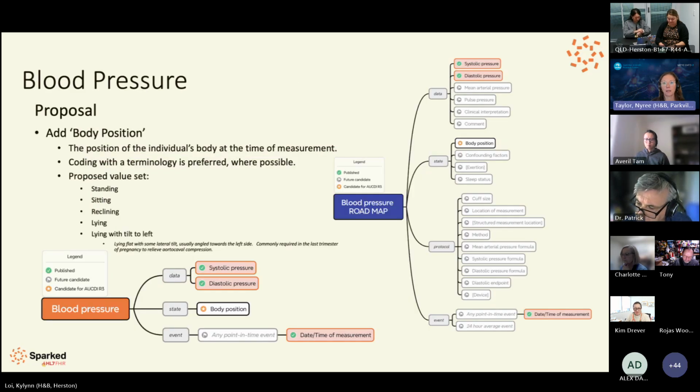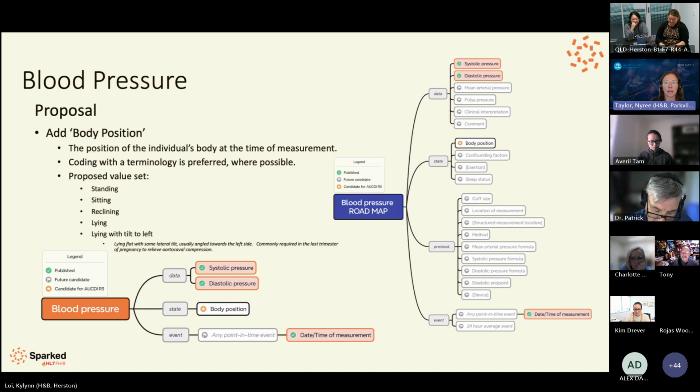Okay, so the first one was blood pressure. We know that blood pressure data group has been previously published in release 2 of AUCDI. And for those on the call who aren't familiar with the coding, you can see that blood pressure down the bottom has an orange data group highlighted around it. And we've also included the blood pressure roadmap, which is highlighted in blue.